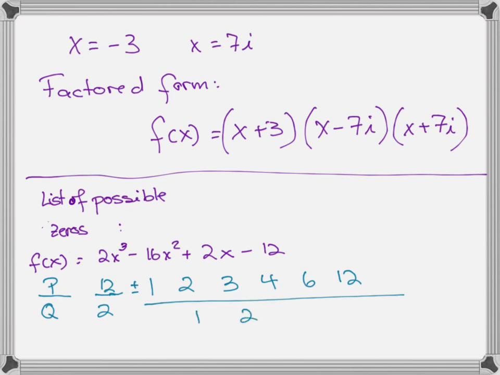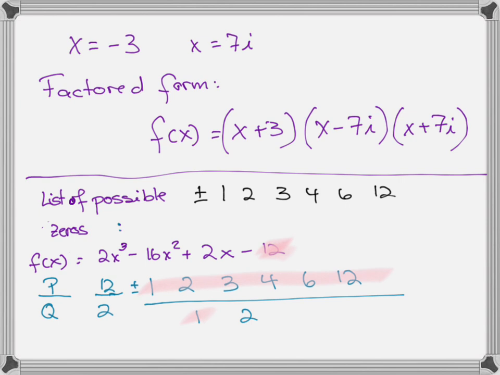So now we're going to make our list. Our list is plus minus. We take every single factor in the P on the top, and we're going to divide it by 1, which is basically the same. So your list of possible zeros: 1, 2, 3, 4, 6, and 12, all over 1. How do you get the 1 and the 2 in the Q? P is the 12, and Q is the leading coefficient, which is the 2.